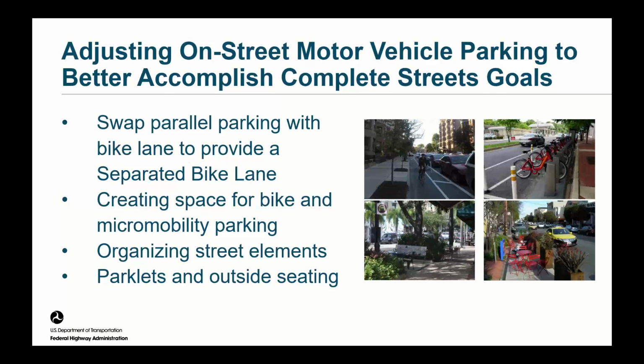In the guide, we talk about adjusting on-street motor vehicle parking to better accomplish complete streets goals. Again, it's this idea that it's not all or nothing, and there's a lot of really important stuff we can do within a larger project. So we can swap parallel parking with the bike lane to provide a separated bike lane. We can create space for bike and micromobility parking. We can organize street elements in that space created by parking, and also create things like parklets and outside seating.